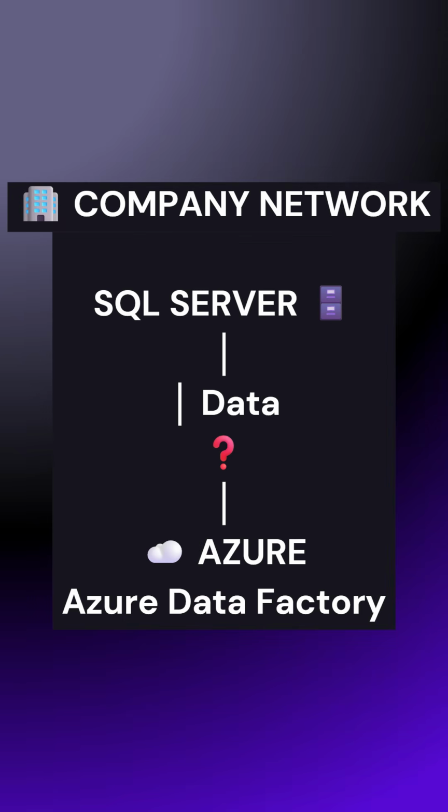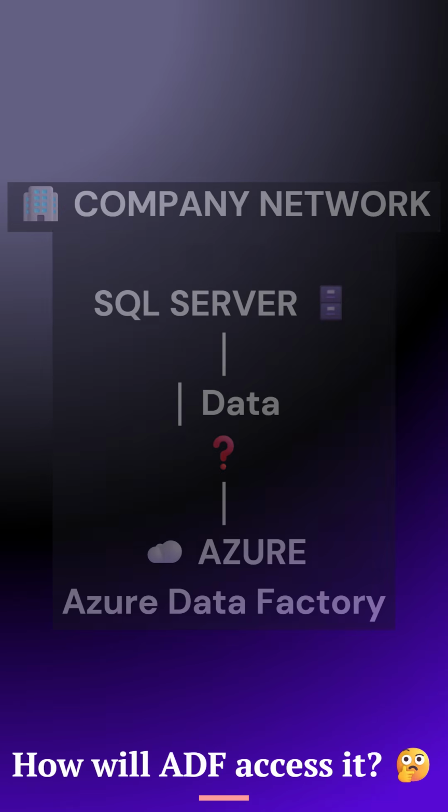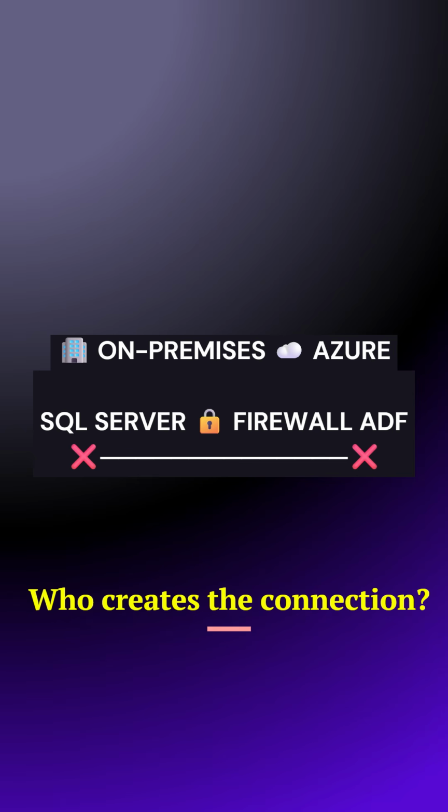Imagine that your company has a SQL server running inside its office network, but you want Azure Data Factory to copy data from that SQL server into Azure. Now, here is the important question. Azure Data Factory is running in the cloud, so how does it actually connect to your private on-premises SQL server and perform the data movement?